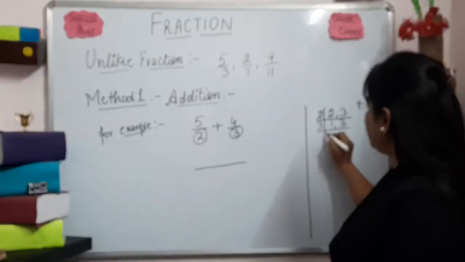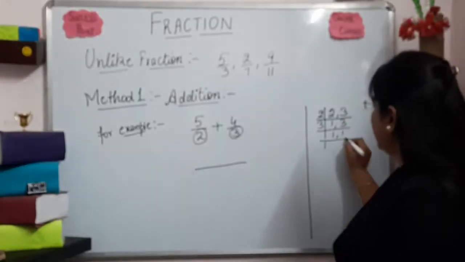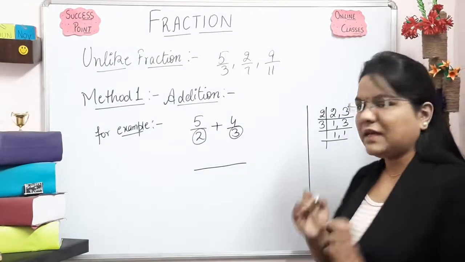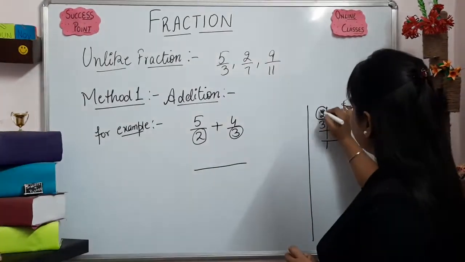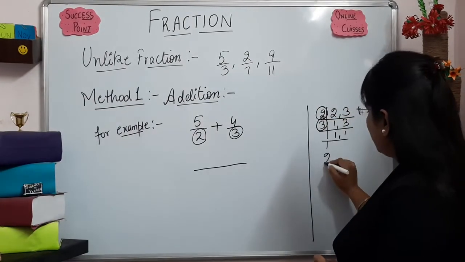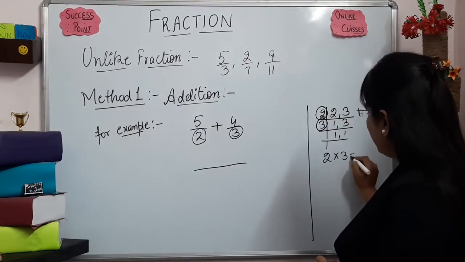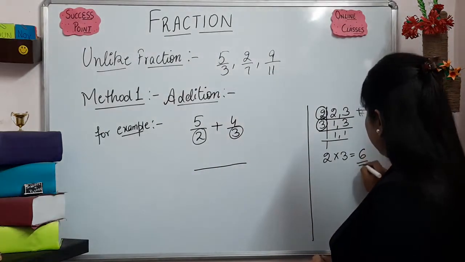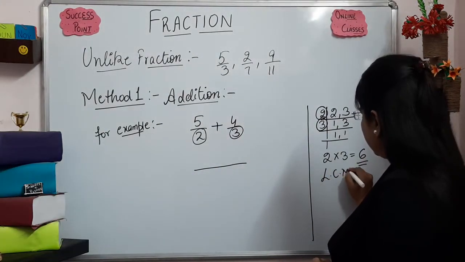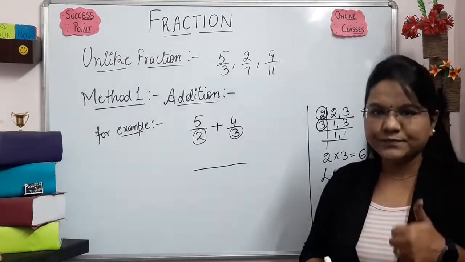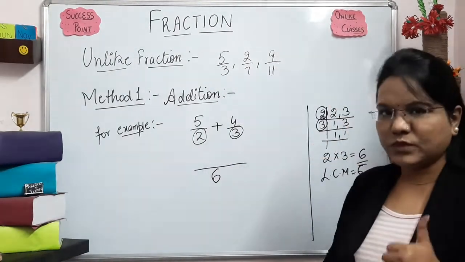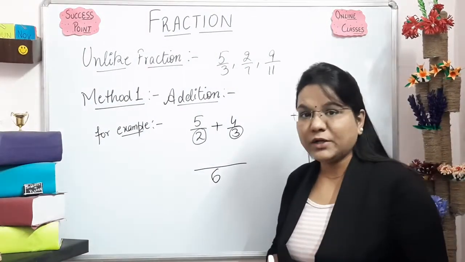Then we will divide with 3: 3 ones are 3. Done. When we get the numbers as 1, the LCM part is over. So we get the numbers 2 and 3, and now we just have to multiply them. So 2 and 3, we get the LCM as 6. We will write the LCM here. Done. So what is step number 2?